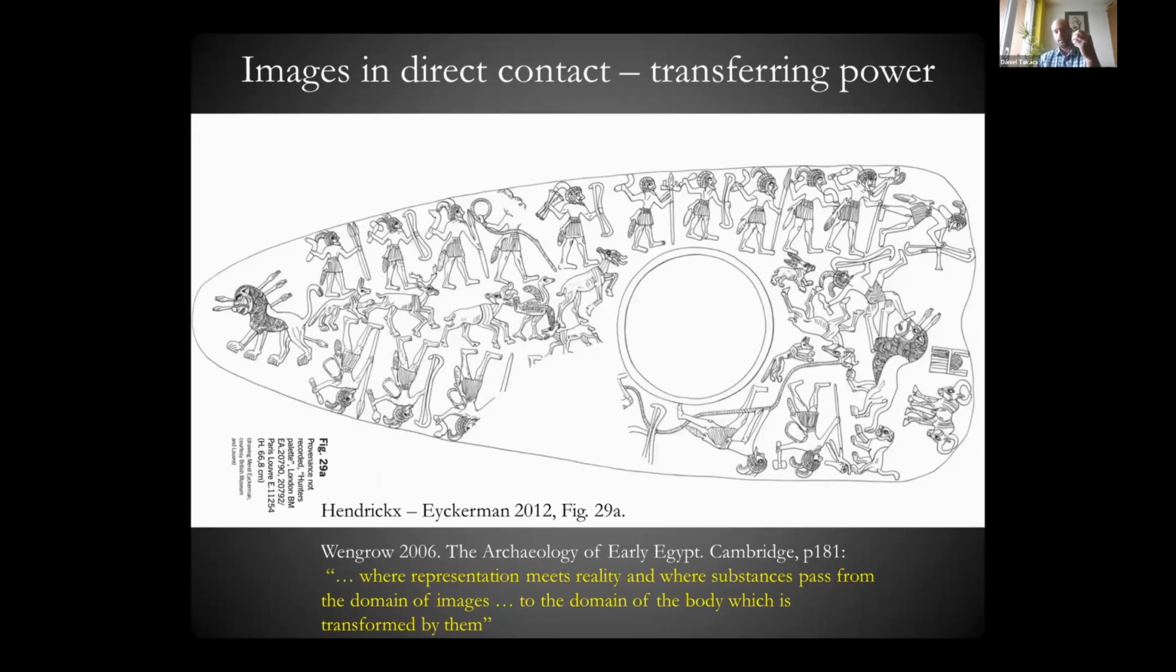So imbuing the ground powder with the power from the images as well, which in the case of the Hunter's palette is probably the subduing of chaos, which is a very strong protective powder, perfect for magical purposes and then applied on the body, perhaps even for the sake of hunting.